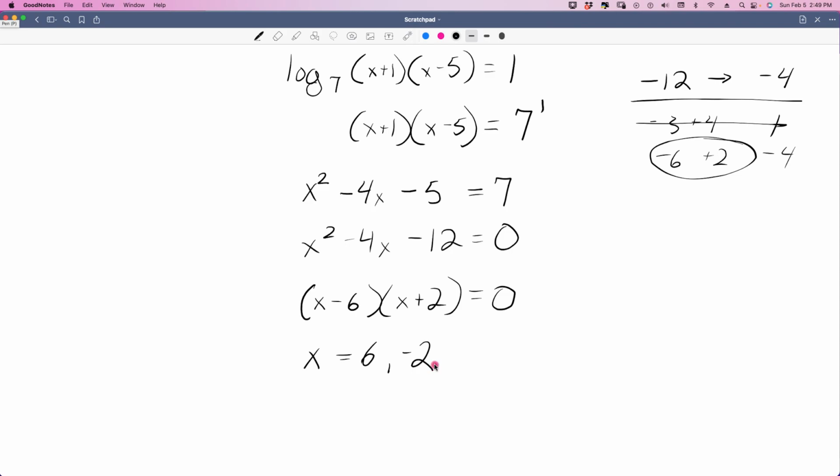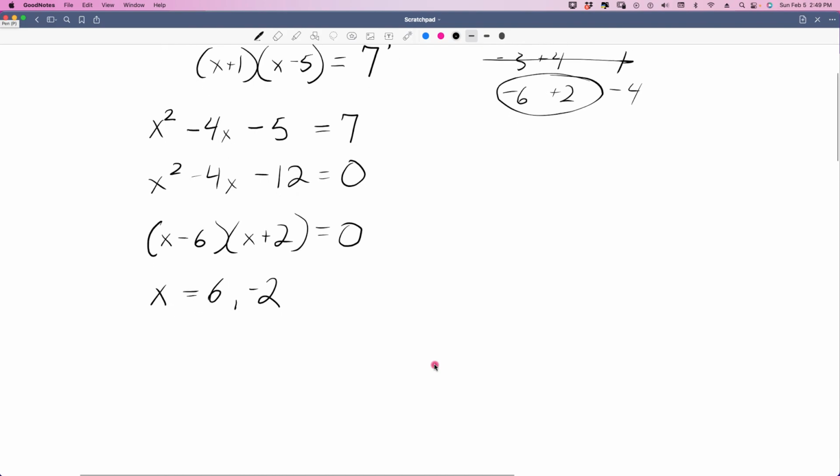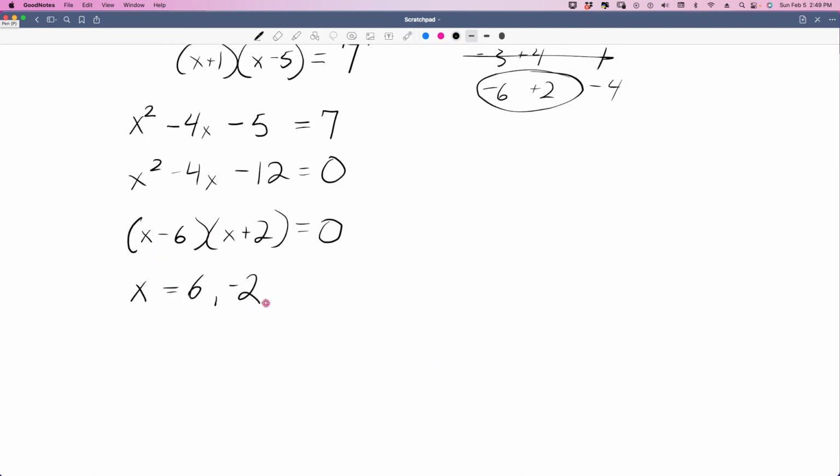Now we have to check and see that x plus 1 and x minus 5 are positive for both 6 and negative 2. And that's what I was talking about whenever we have to check our roots and make sure they work, or when we have to check our answers and make sure they work for the logarithm. And in order to work for the logarithm, they have to give us a positive number. It has to be greater than 0. So what we would do is check x plus 1 greater than 0, x minus 5 greater than 0, and we're going to start with positive 6.